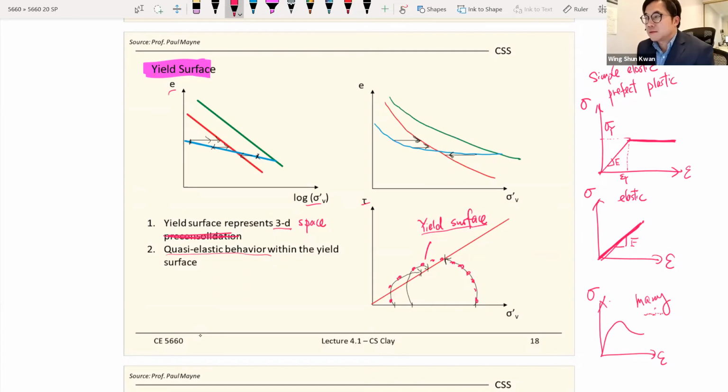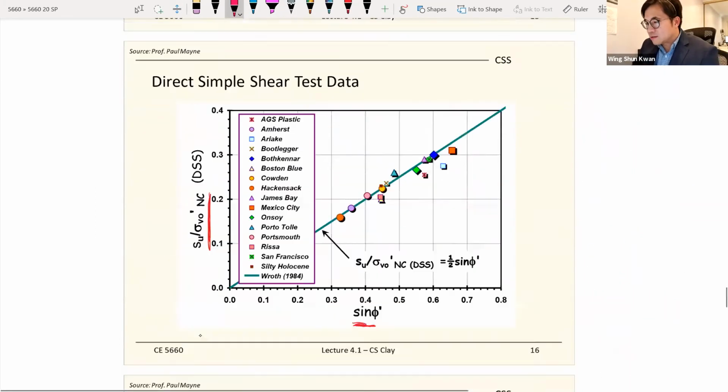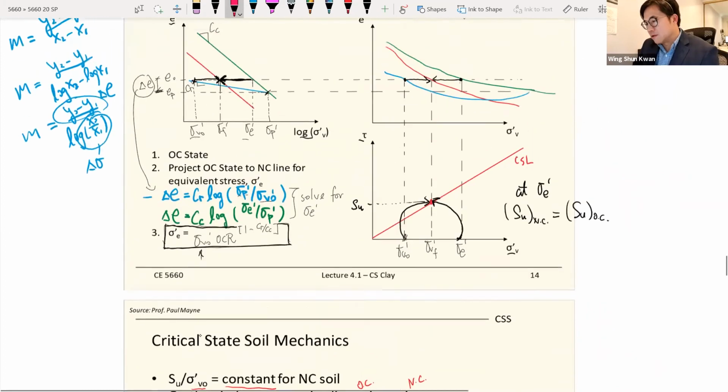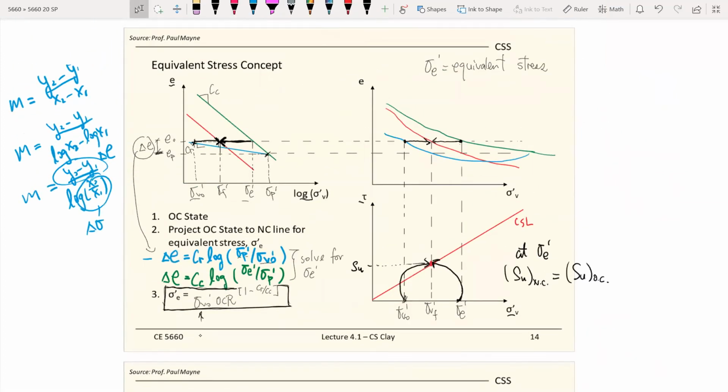My second question is, what's the significance of the equivalent stress concept? Very good question. Well, this is very likely for modeling work.